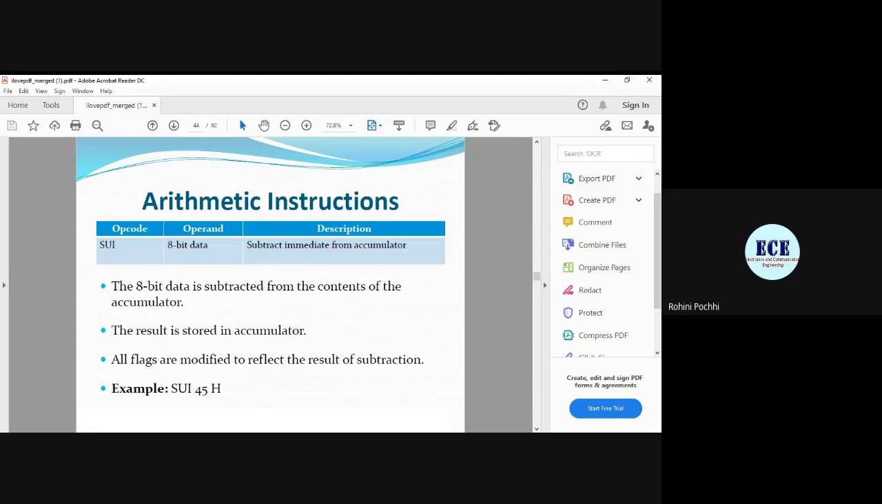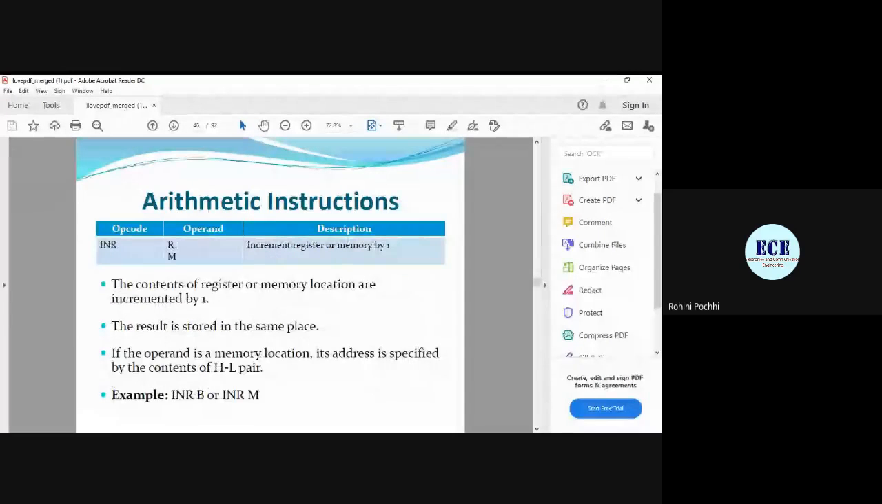Next one is SUI instruction. The 8-bit data is subtracted from the content of the accumulator. The result is stored in the accumulator. All flags are modified to reflect the result of the subtraction.